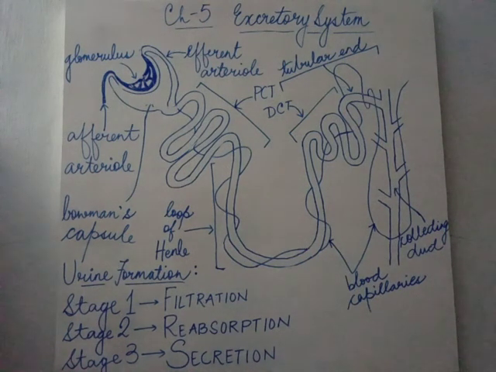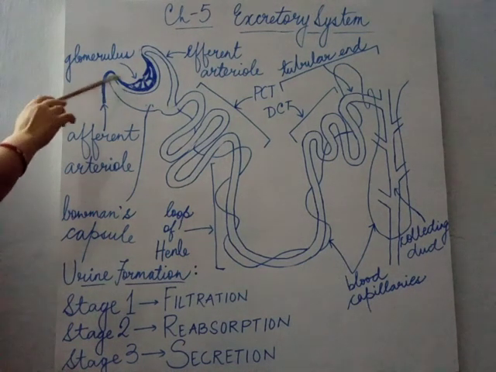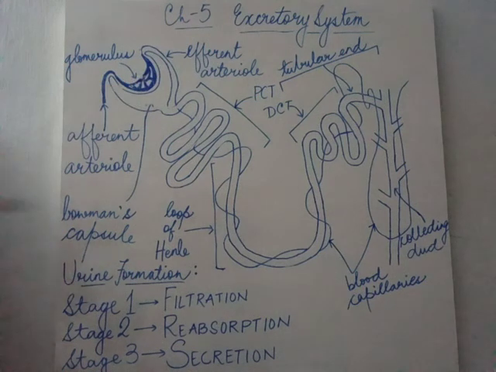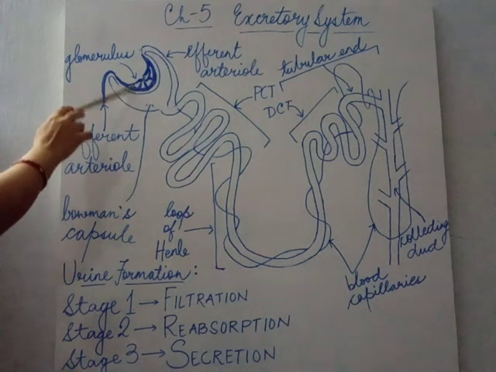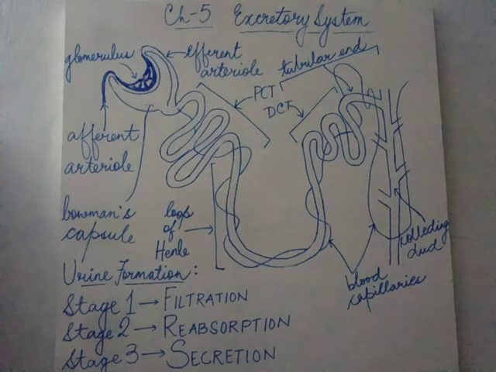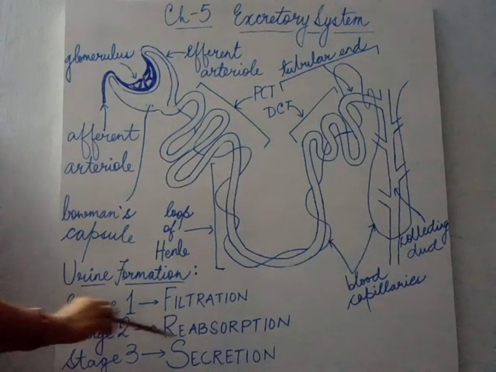If this filtrate contains blood cells or proteins, it means there is something wrong, either in the process of filtration or in the structure. Is that clear? So there should not be any blood cells or proteins present in the filtrate which is filtered out by the glomerulus. Clear, children? That is filtration.